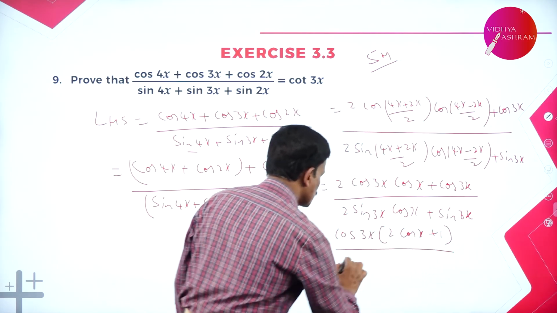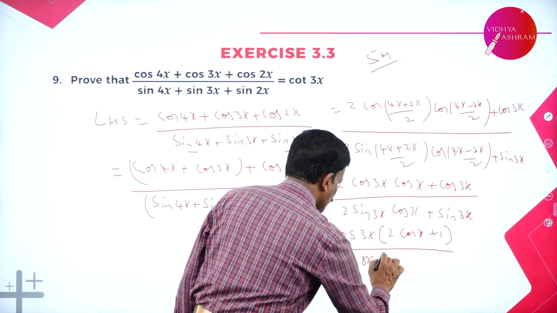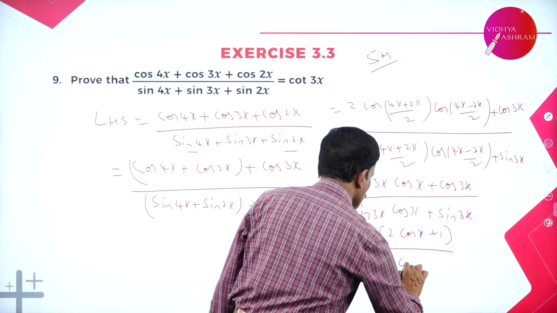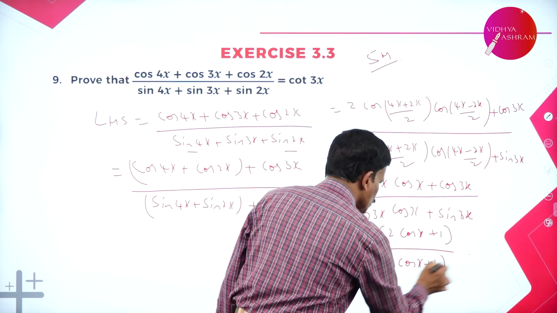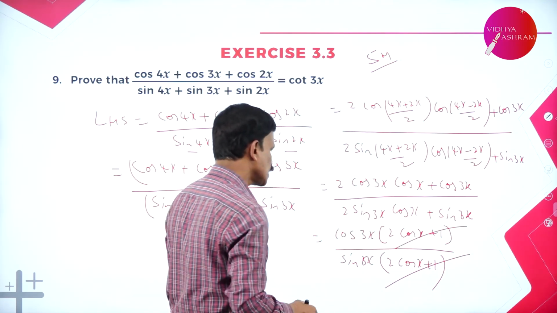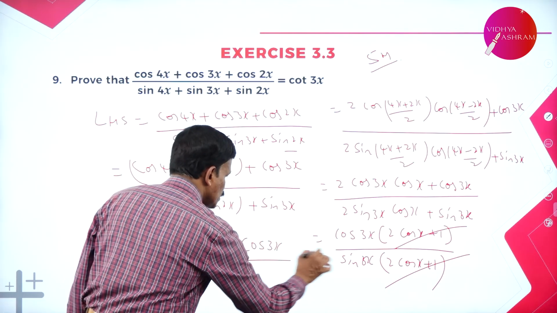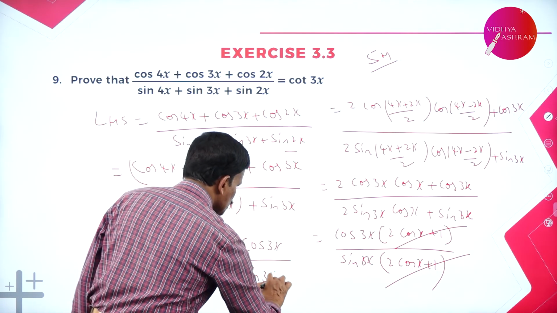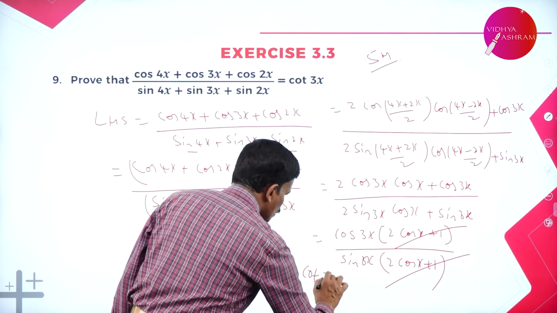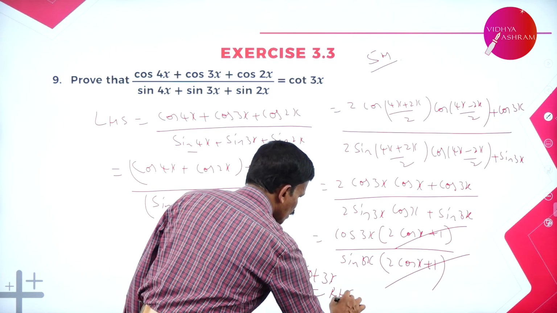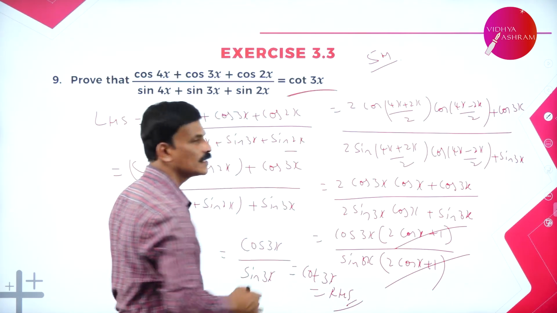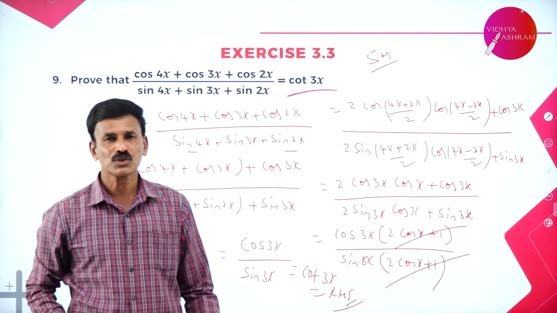In the denominator also, sin 3x is the common factor. What is left over is 2 cos x plus 1. See here, 2 cos x plus 1 gets cancelled. What is left over? In the numerator, we have cos 3x. In the denominator, sin 3x. What is cos by sin? This is cot 3x, which is the required RHS. That's it for 5 marks. Very simple. Hope you followed.